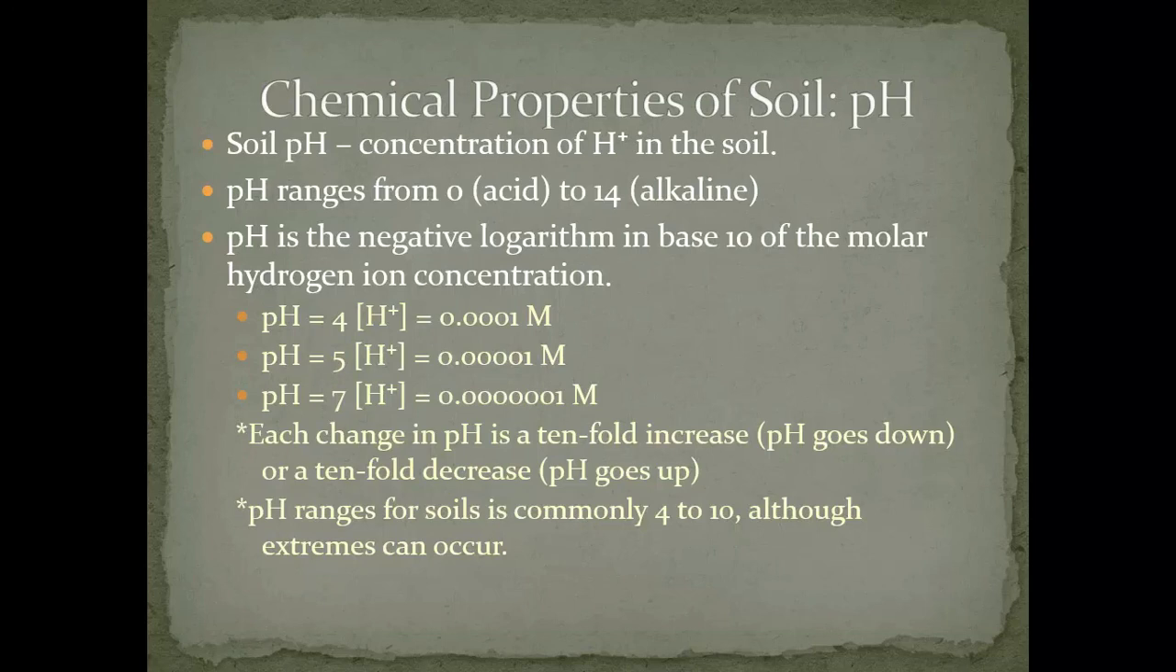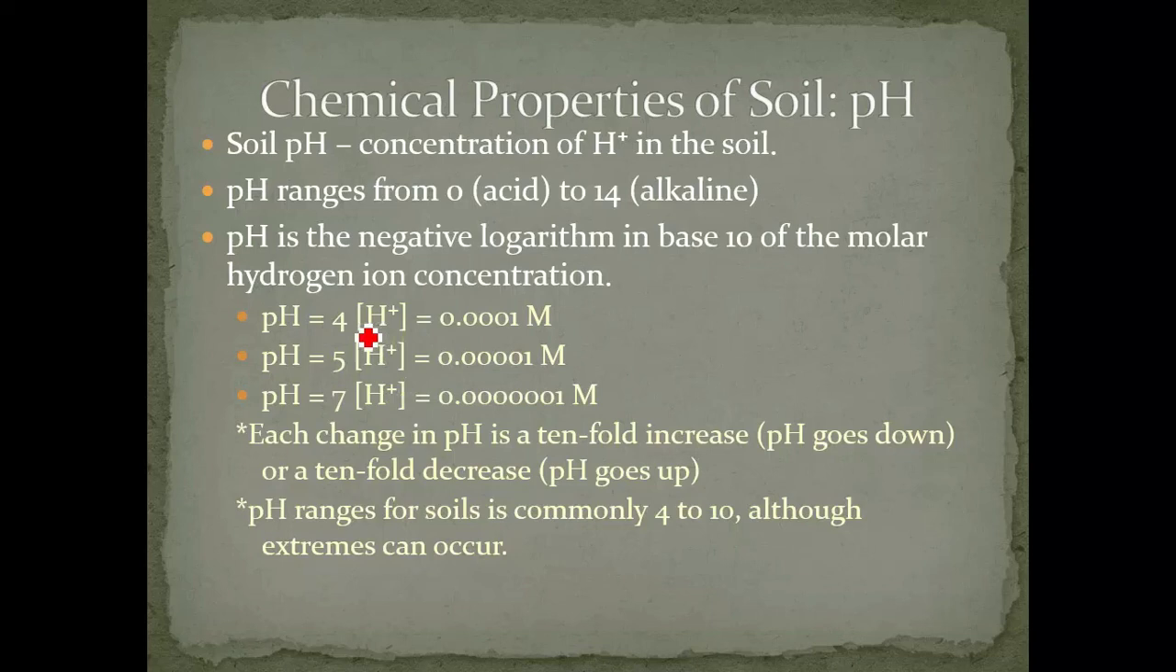The pH is the negative logarithm in base 10 of the molar hydrogen ion concentration. For example, with a pH of 4, as indicated here, your hydrogen ion concentration is going to be 0.0001 molar. That's 1, 2, 3, 4 decimal places away from a 1 molar hydrogen ion concentration. That would be a pH of 0. A pH of 5 has 1/10 the hydrogen ion concentration of a pH of 4, and a pH of 7 has 1/100th the hydrogen ion concentration of a pH of 5.